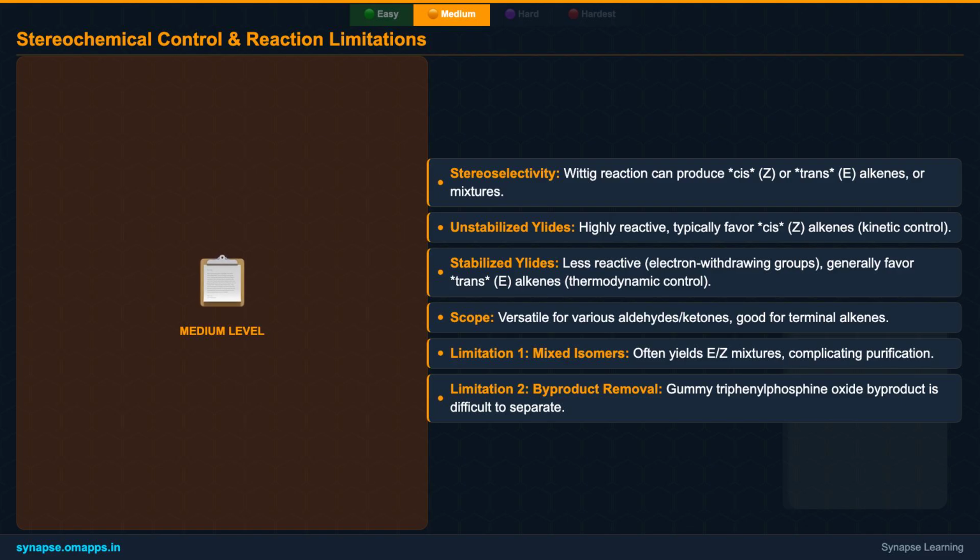On the other hand, stabilized ylides, which have electron withdrawing groups like esters or ketones on the ylide carbon, are less reactive. They generally lead to the formation of trans or E alkenes, often under thermodynamic control. Understanding this distinction is vital for predicting and controlling the geometry of your alkene products. The Wittig reaction is incredibly versatile, but a limitation is sometimes getting a mix of E and Z isomers, and the byproduct, triphenylphosphine oxide, can be tricky to remove.